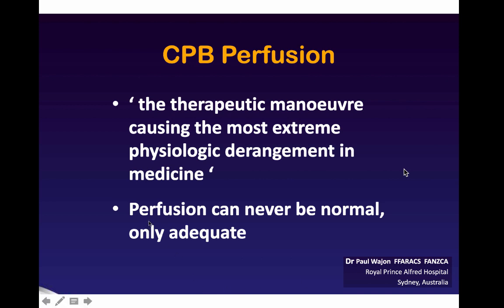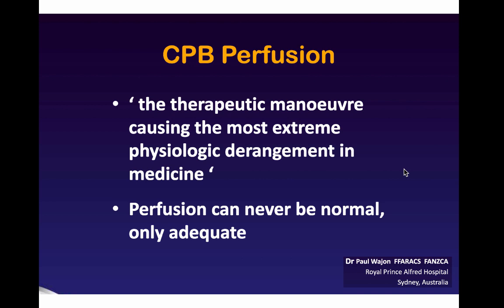And therefore, it is commonly understood that perfusion can never be normal using cardiopulmonary bypass at this stage. It can only be adequate. So our attempts at taking care of our patients is often termed adequacy of perfusion, not normal perfusion. So what do we consider to this juncture of our class?